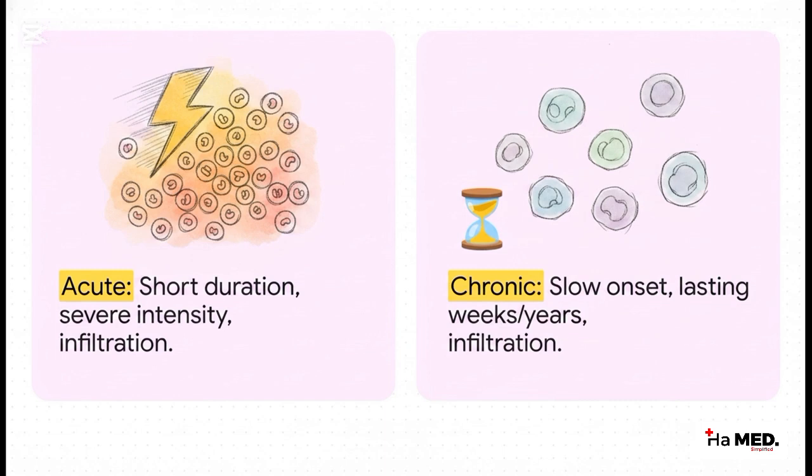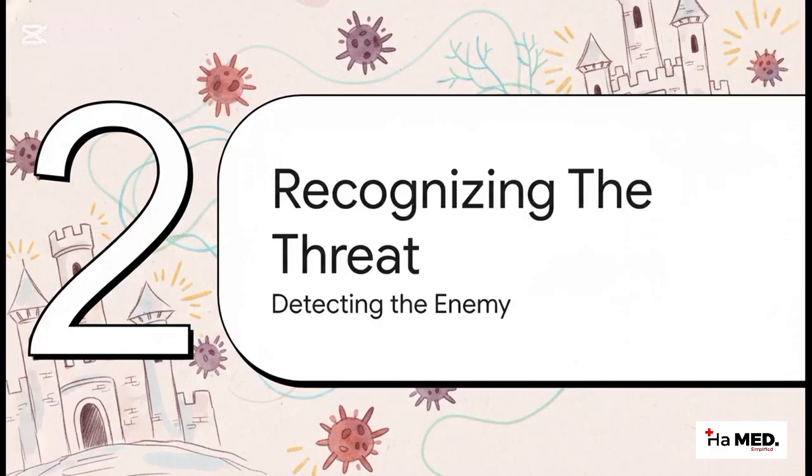On the exact opposite side, we have chronic inflammation. This is the agonizing, grinding trench warfare of the immune system. It's a slow onset, can drag on for weeks or even years, and it uses totally different cells, mainly macrophages and lymphocytes. Moving right along to Section 2, Recognizing the Threat.